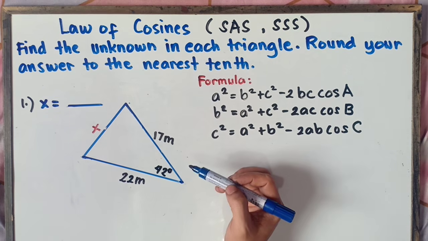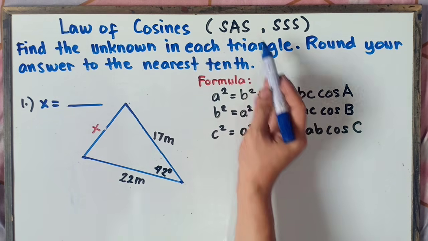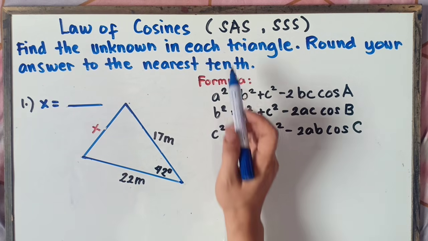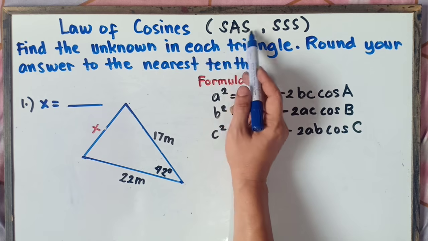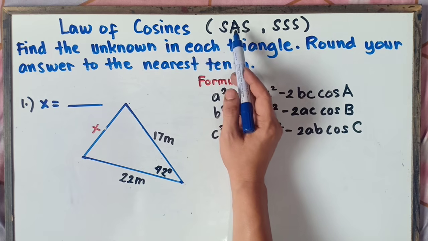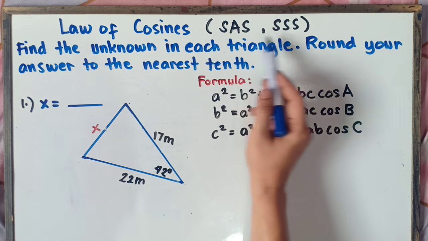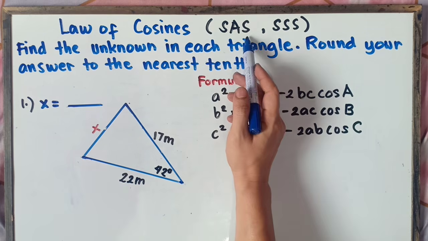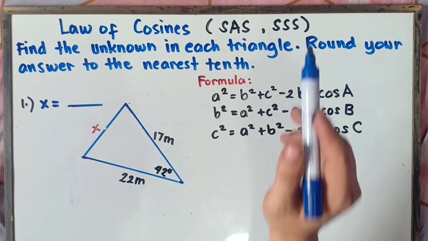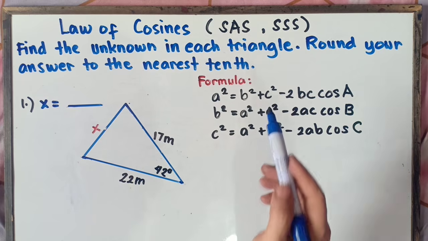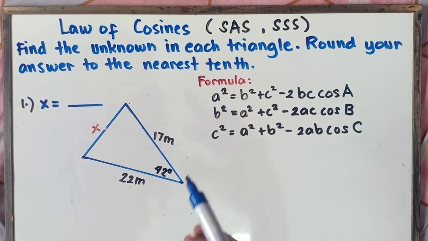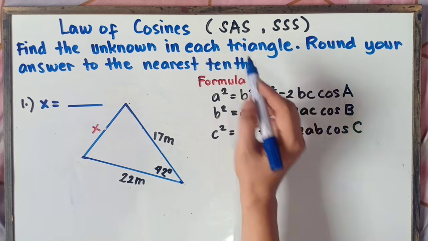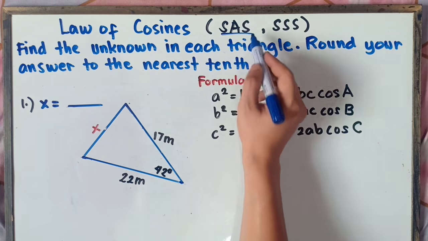Now, in today's video, class, we'll be focusing on SAS. For the law of cosines, you can solve it given SAS, which is 2 sides and 1 included angle, or you can solve the law of cosines given 3 sides. In today's video, we'll be focusing on SAS. For SSS, I will make another video, and I will put the link in the description down below. Feel free to see that video, class.